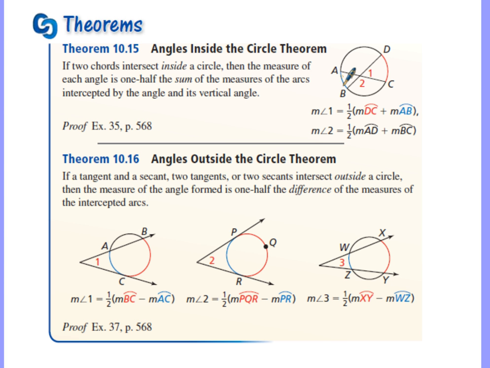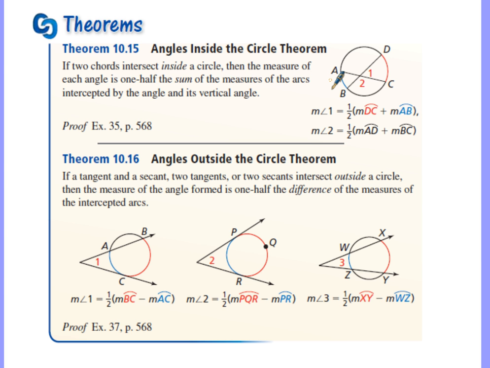So in this diagram, I've tried to identify them in different colors here just to kind of help things out. So the measure of angle 1, right here, the measure of angle 1 is 1/2 of the sum of its two appropriate intercepted arcs that correspond to the vertical angles.